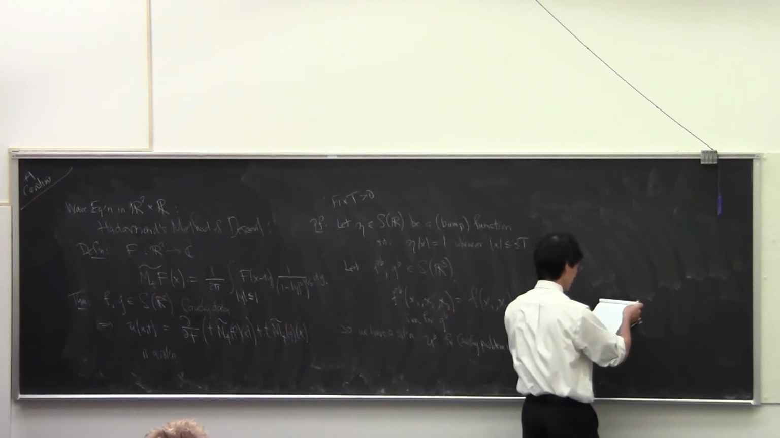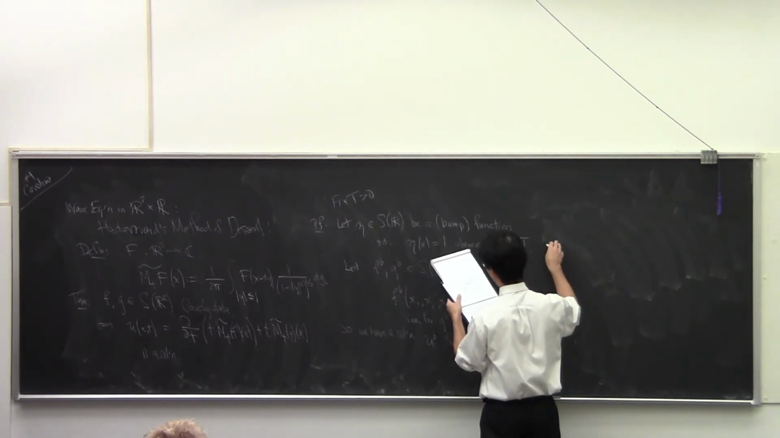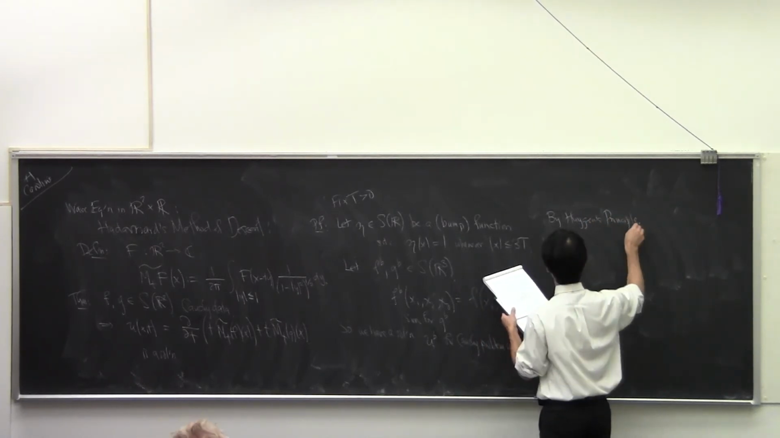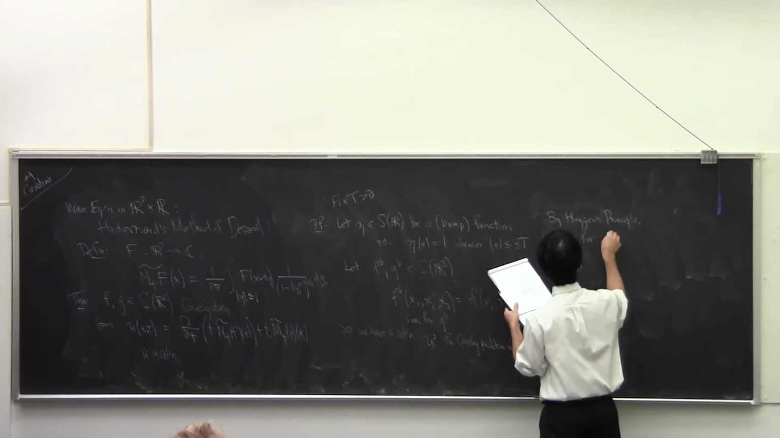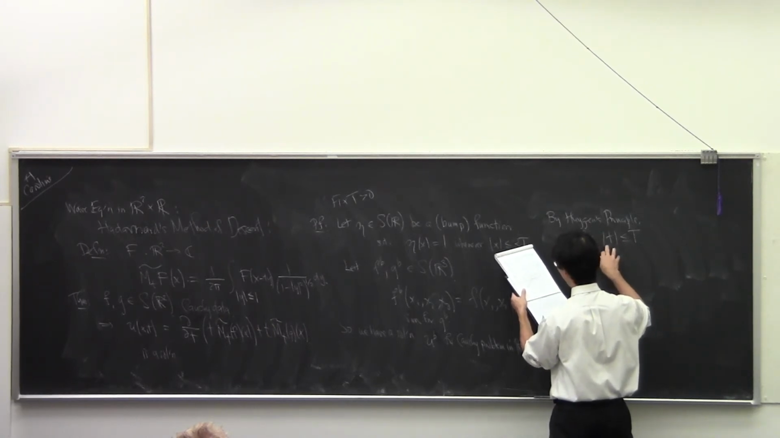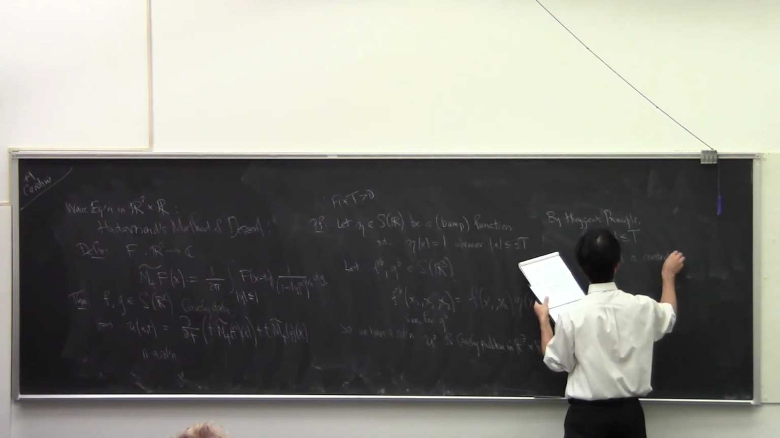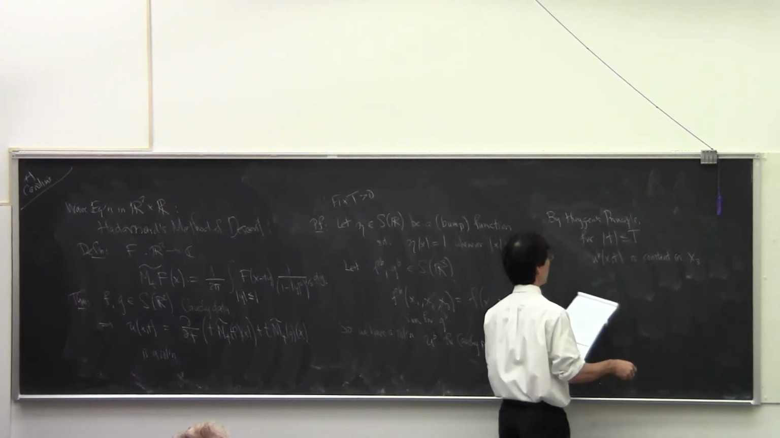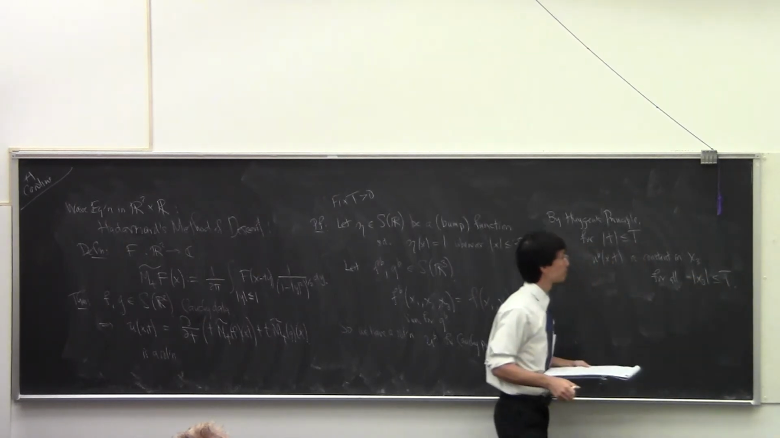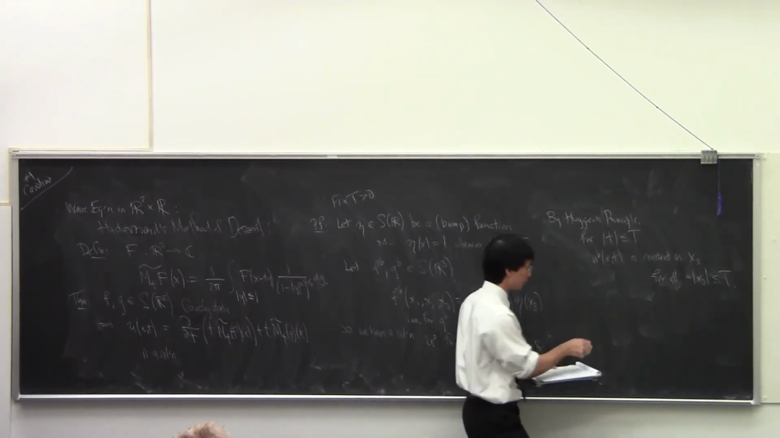Let me see if I can draw this. So basically, by Huygens' principle, for t less than big T in absolute value, U flat of x, t is constant in x3 for all x3 less than T. Let me see if I can make that clear.